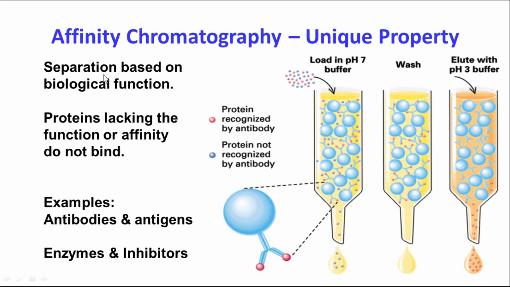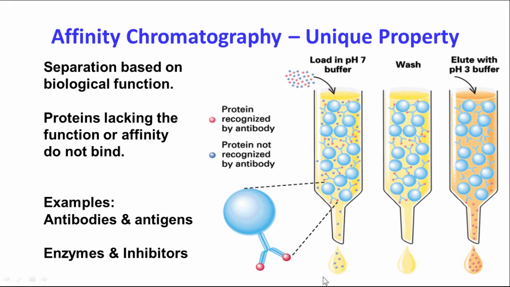Affinity chromatography is based on the biological function or activity of a protein or enzyme. Proteins lacking the function or affinity do not bind. Examples are antibodies and antigens. So here we have a column that has beads that has an antibody bound to it. Protein recognized by the antibody is red, protein not recognized by the antibody is blue.